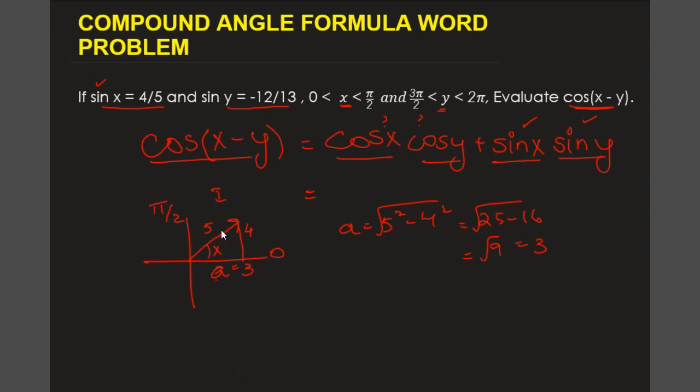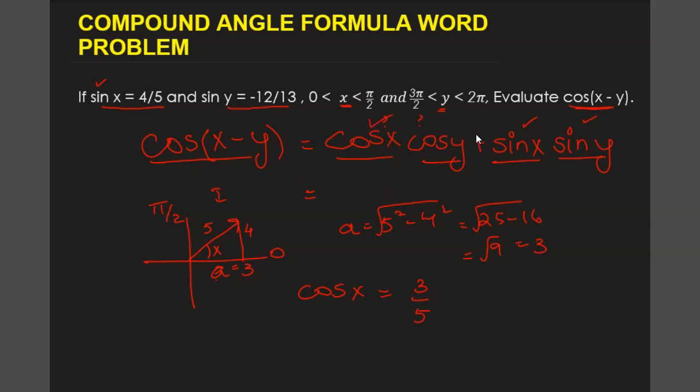Now, once we have completed this triangle, we can get any trigonometric ratio out of it. So I need cos x. I can write down cos x from here as adjacent over hypotenuse, which is 3 over 5. So I've got the value of cos x now.